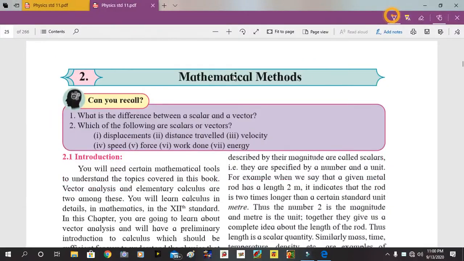New lesson number 2, mathematical methods. In this lesson, we are going to deal with physics with the help of mathematics.